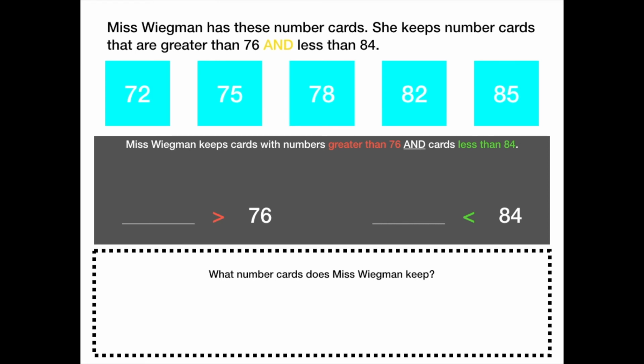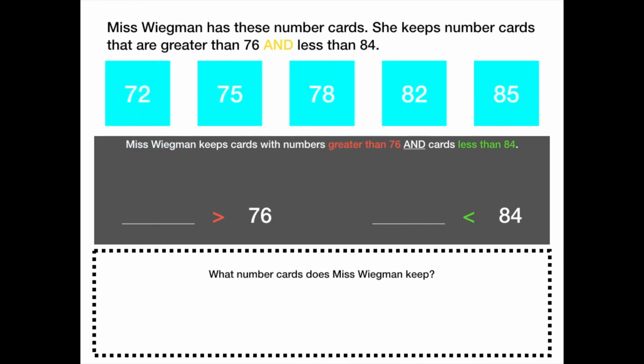Miss Wegman, hey, that's me. Miss Wegman has these number cards. She keeps number cards that are greater than 76 and less than 84. So both of those things have to be true. When we test these number cards, they have to work in both of them. The first number card is 72. Let's try it. Is 72 greater than 76? No, so that one won't work.